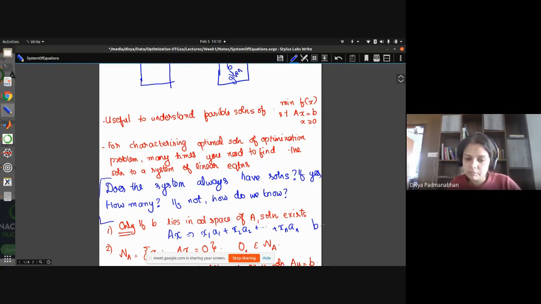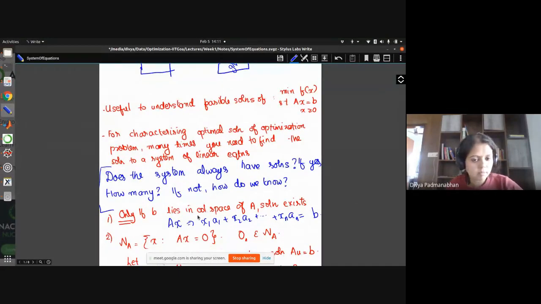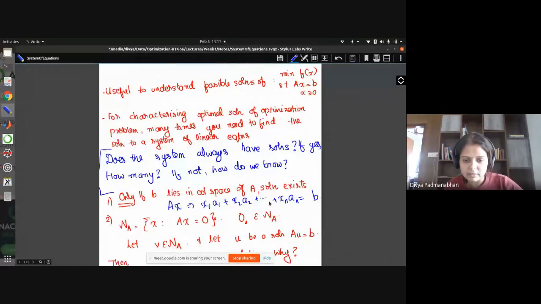So if B can be represented as a linear combination of the columns of A, that's what it means to say B lies in the column space of A, then you can find an X. This is exactly what you're trying to do: find a linear combination of the columns of A which gives you B. In theory, that's when you have a solution to the system. Now we will see how you find this.